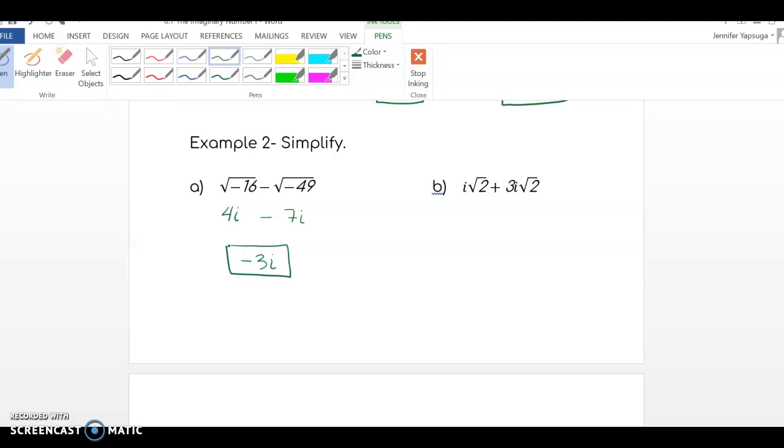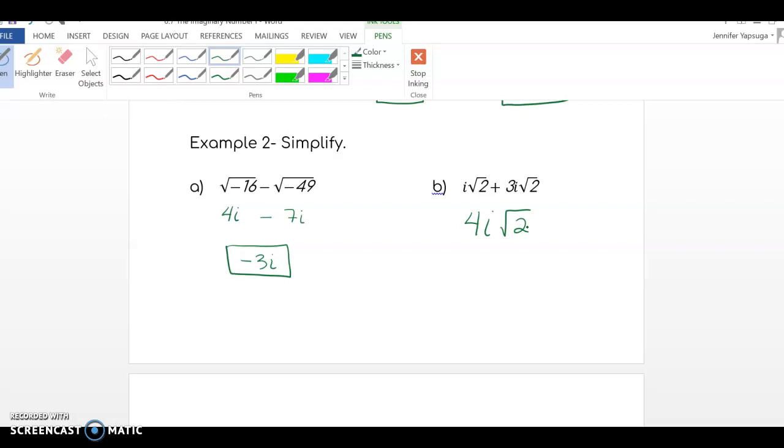Alright, and then with part B, can we break down the square root of 2 any further? No, so we just look and see that they have like terms. They both have the square root of 2, so I can go ahead and combine that. So 1i and 3i make a total of 4i, and then I still have to keep that square root of 2 as my final answer.